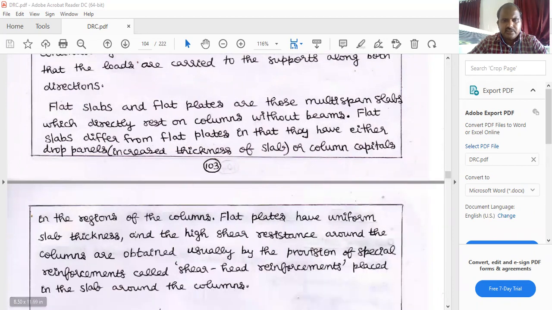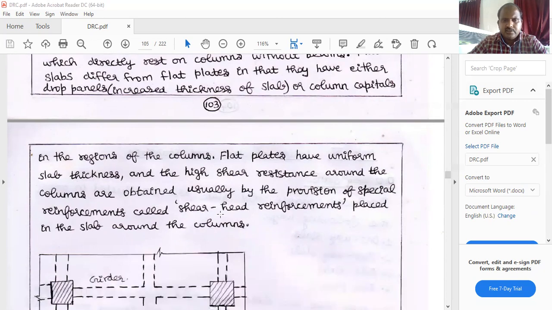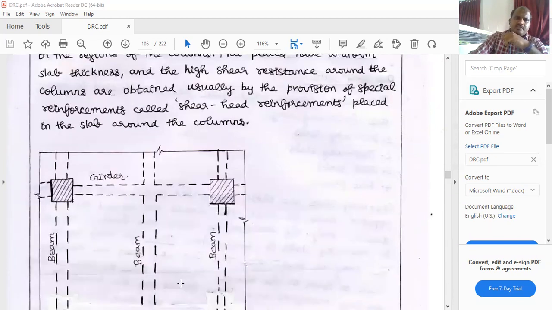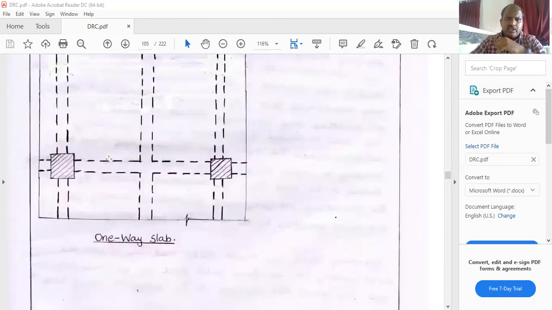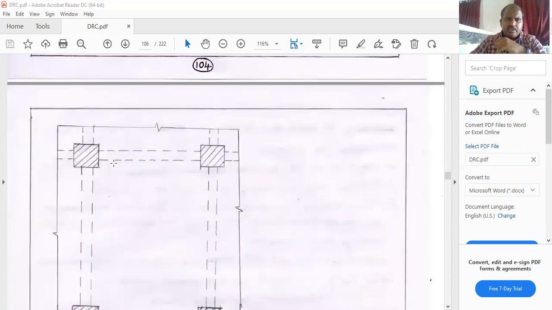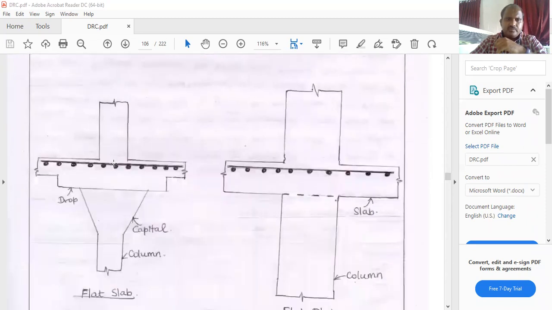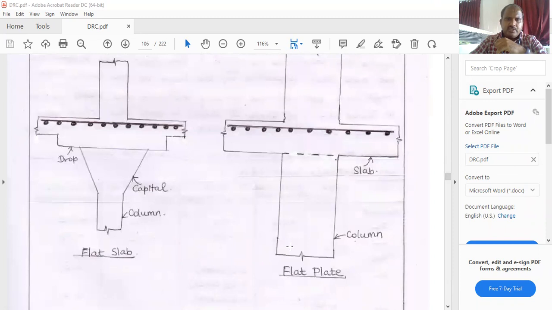In the regions of the column, flat plates have uniform slab thickness, and high shear resistance around the column is obtained usually by the provision of special reinforcement called shear head reinforcement placed in the slab around the column. This is the physical example of the slabs: one-way slab, and next one is two-way slab. This one is flat slab and then flat plate.